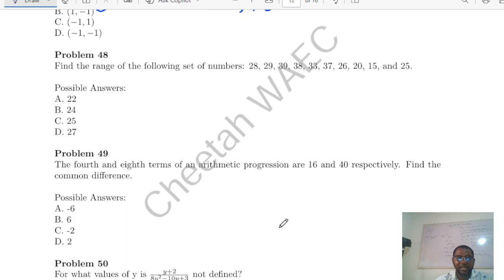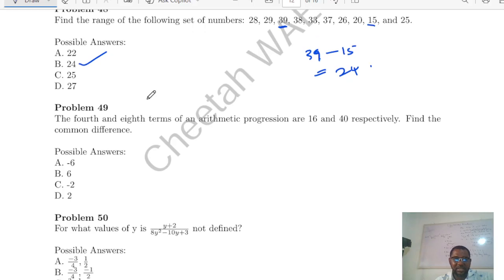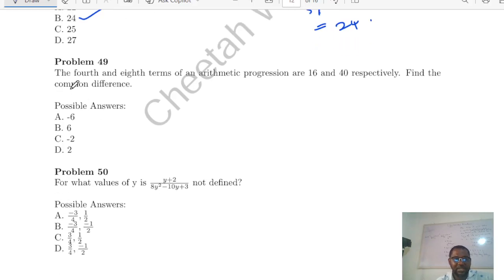Okay. Now the next one says, find the range of the following set of numbers. Okay, range simply means range of a set of numbers is the highest number minus the smallest number. So if I look at the whole of this number, it is obvious that the highest number here is 39. Okay, so minus the smallest number here apparently is 15. So 39 minus 15 is 24. That's the answer. That's the range. Quite easy, right?